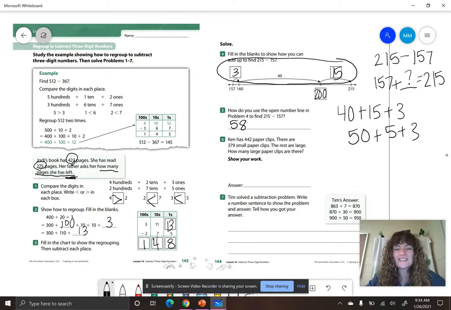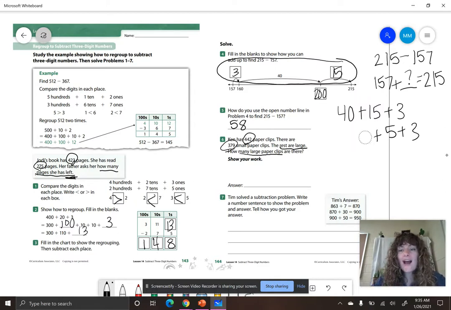All right, number 6. Ken has 442 paper clips. There are 379 small paper clips. The rest are large. How many large paper clips are there? All right, so Ken has 442 paper clips. There are 379 small paper clips. The rest are large. How many large paper clips are there?